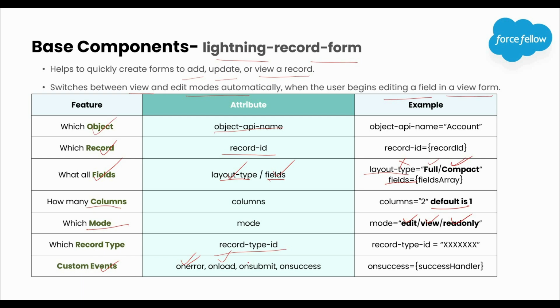Similarly, if you want to perform some custom logic before saving data, or you want to override the default saving process, then you can use the on submit event. And after a successful data save, if you want to perform something like showing a toast message, then you can listen to the on success custom event. Okay? So we can say by subscribing to these custom events, we can perform custom logic on certain phases of record form. I mean, everything is written in the base component, but by subscribing to these custom events, we can perform our custom logic as well.